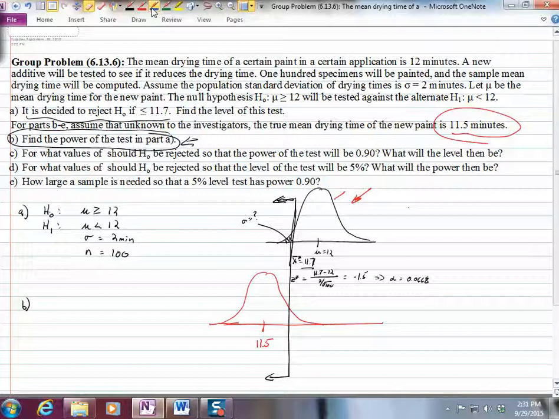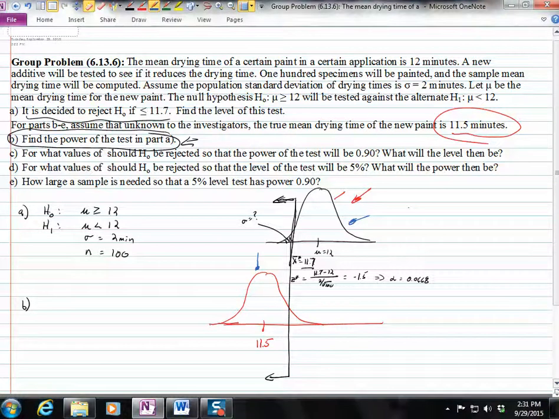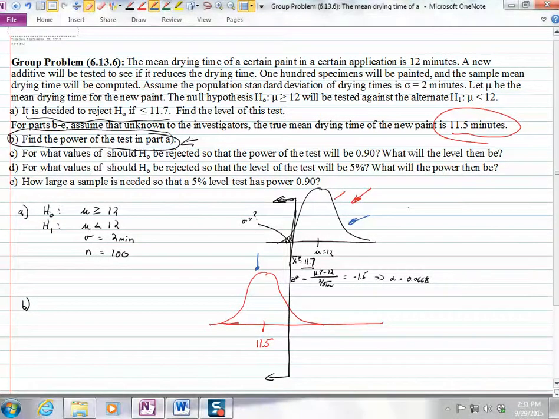So we're going to look at the area underneath this curve, right? So when we get our x bar, is it going to come from this distribution down here or this? So when you go out in the lab, if the mean drying time really is 11.5, when we go collect 100 data points and average them, that's going to come from this distribution down here, this red one, right? If that one is true, your data is going to come from that distribution. So it's going to drop out somewhere here.